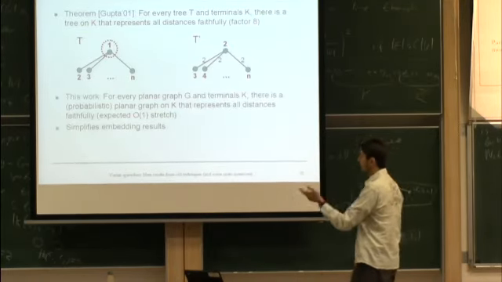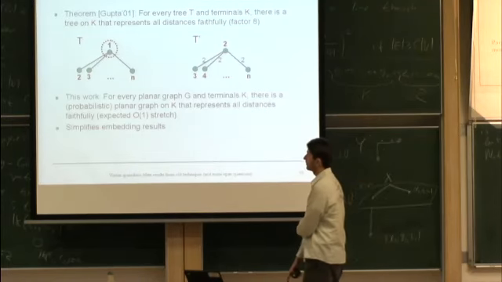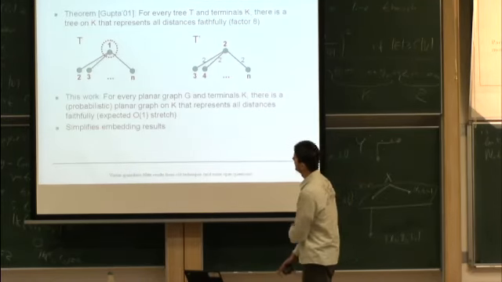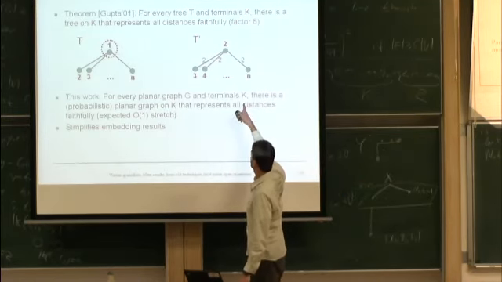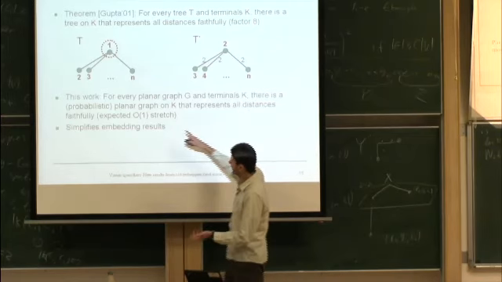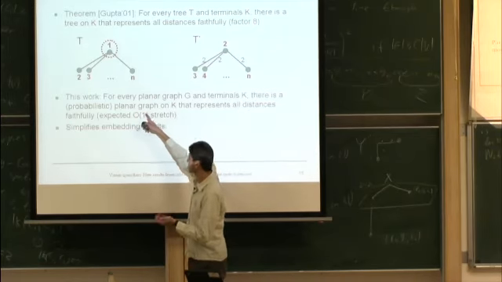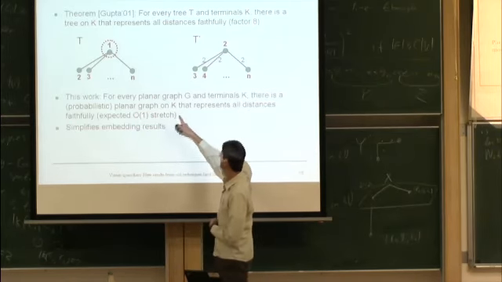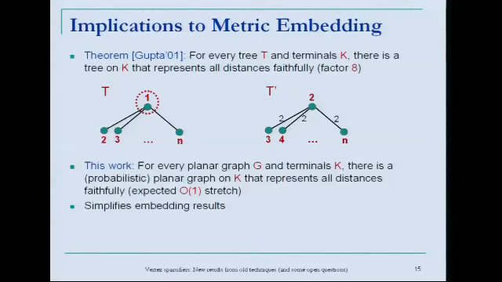What we do, in what I said basically in the previous slide, is that for every planar graph G and terminal set K, there is a probabilistic distribution over planar graphs only on these K that represents all the distances faithfully. Faithfully means expected stretch constant. For Gupta, there is no distribution. It's one tree.